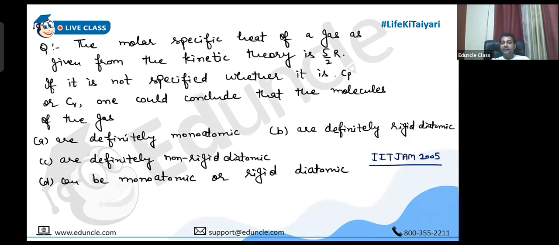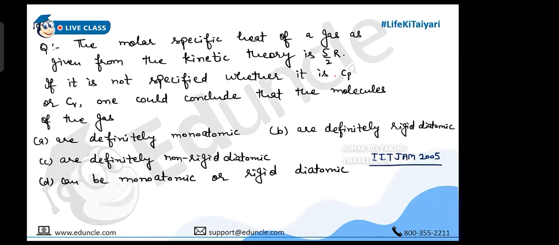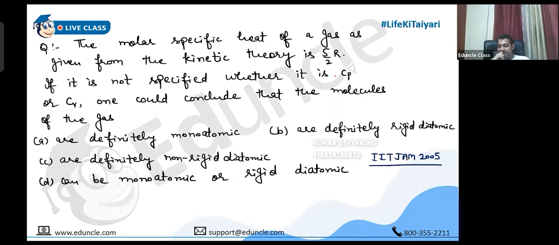Yes, sir. Here it is 5 by 2 R. So F_R can be 2 and F translational will be 3. So in total F is 5. So that's why I thought that they are definitely rigid diatomic. Okay. Then what about the monatomic case? So there will be 3 by 2.